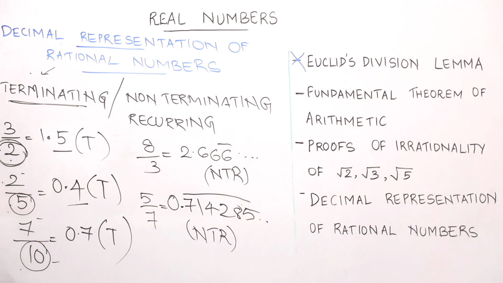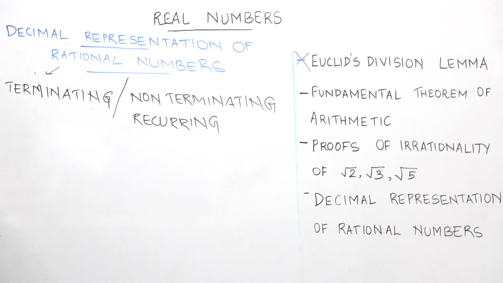So when you are given a number and need to check whether it will have a terminating or a non-terminating recurring decimal representation, first express it in the p by q form, then check the prime factorization of q. If it has only powers of 2 and 5, it will be terminating. If it has any other prime factor in its denominator, then it will have a non-terminating recurring decimal representation.